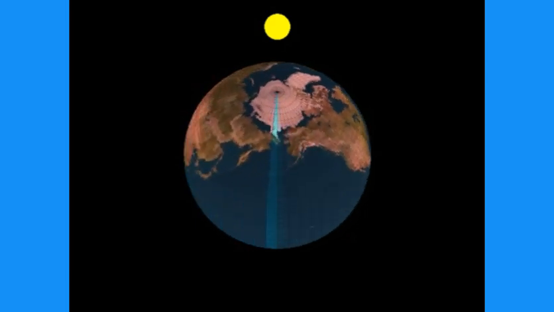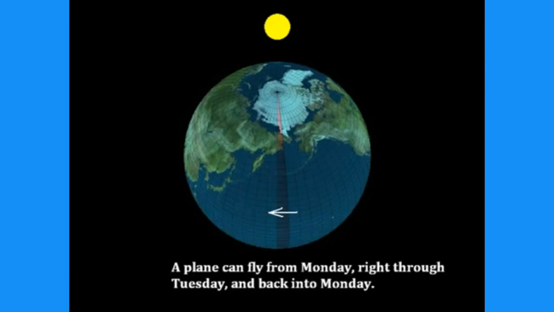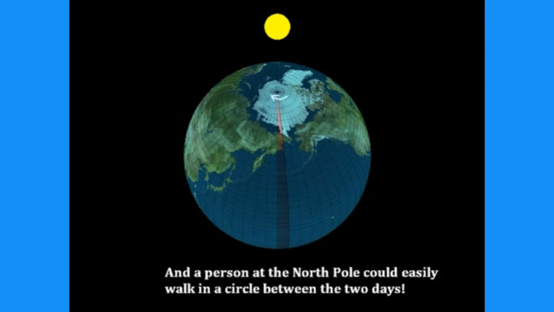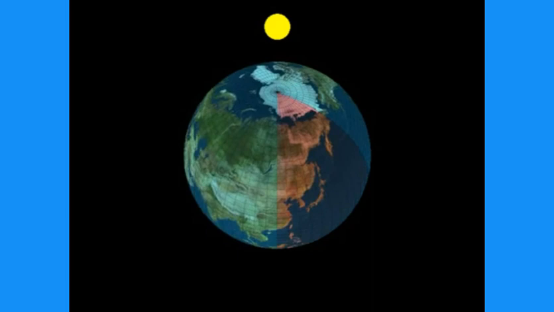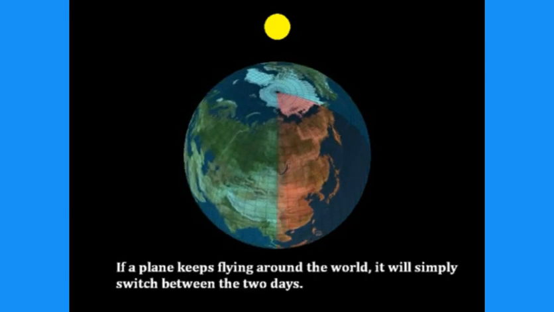A plane can fly from Monday right through Tuesday and back into Monday. And the person at the North Pole could easily walk in a circle between the 2 days. If a plane keeps flying around the world, it will simply switch between the 2 days.